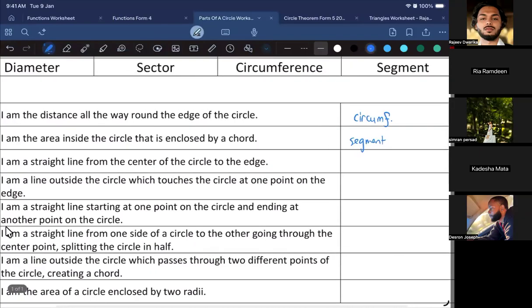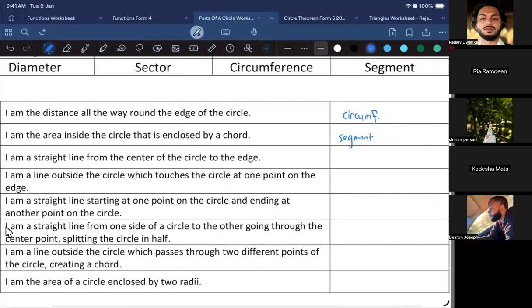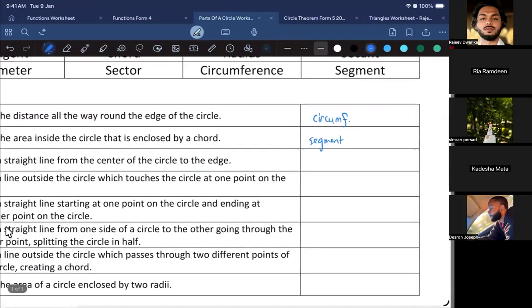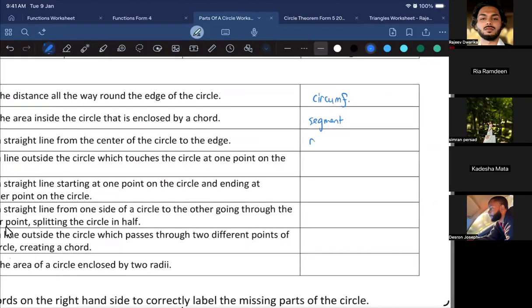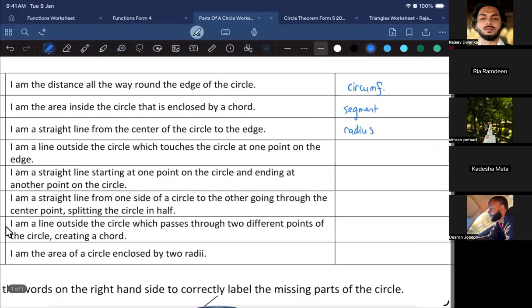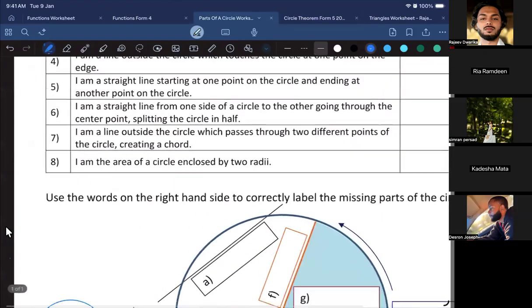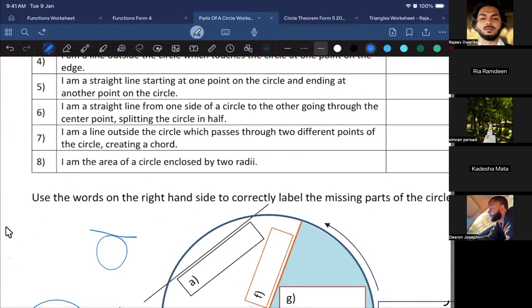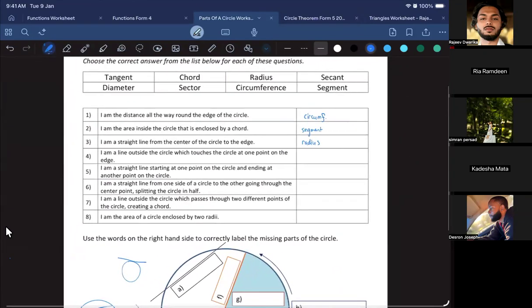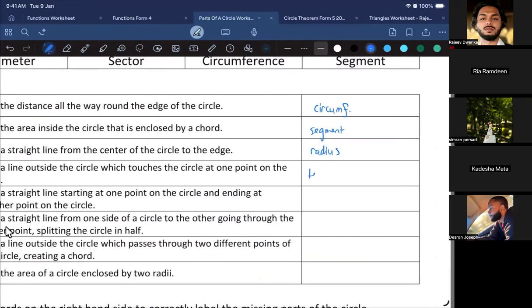I am a straight line from the center of the circle to the edge. So you're going from the center to the edge. What does that sound like? A radius. I am a line outside the circle which touches the circle at one point on the edge. So they're talking about something like that. Tangent.